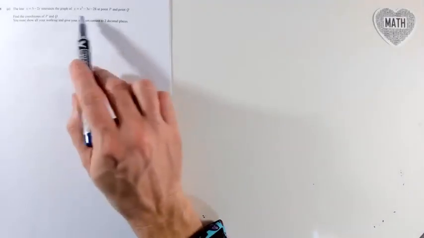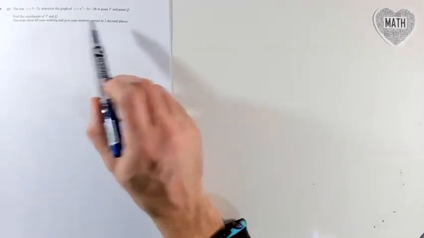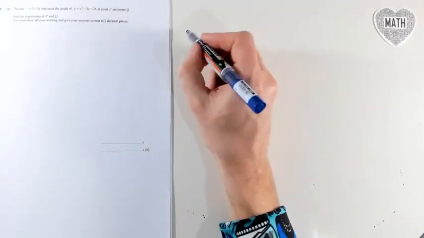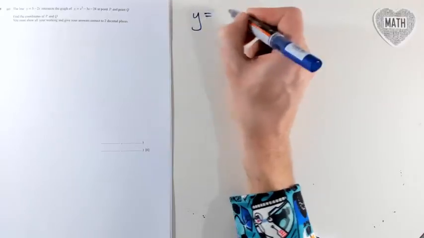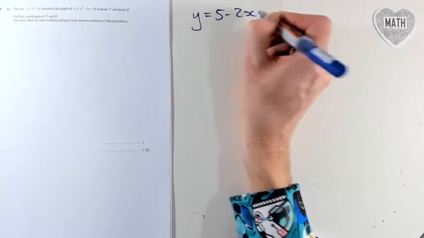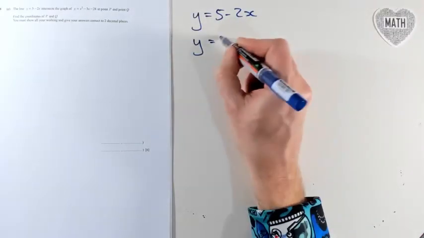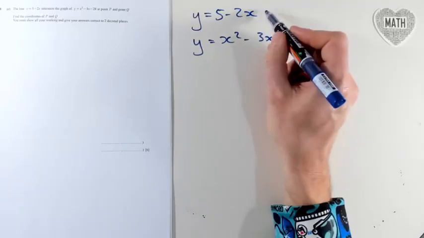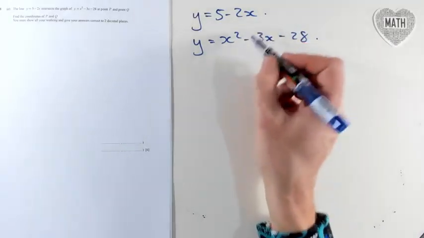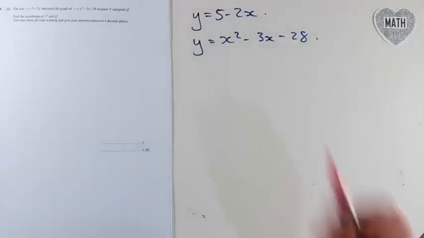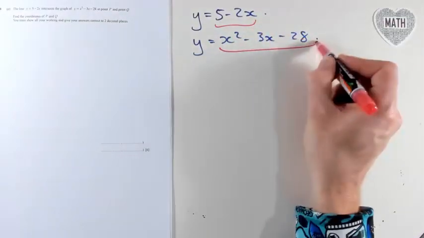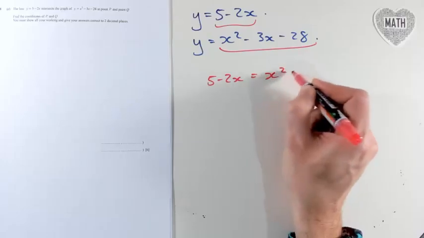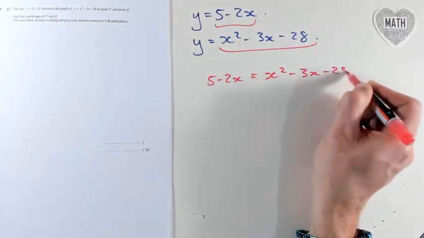For any time we have 2 lines intersecting, we'll basically do substitution. So the line, I'll just write this out because I know you can't see that: y equals 5 minus 2x, and y equals x squared minus 3x minus 28. So this is the straight line, and that's the curve. And where they intersect, I just say this equal to this. Very straightforward: 5 minus 2x equal to x squared minus 3x minus 28.